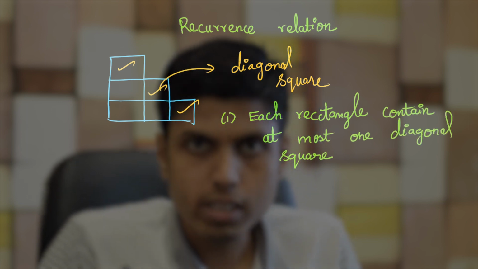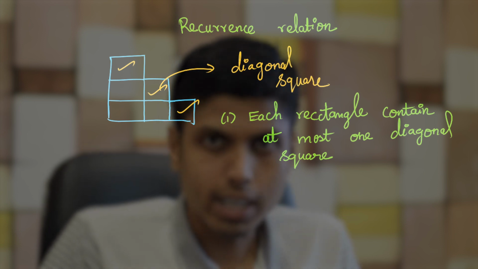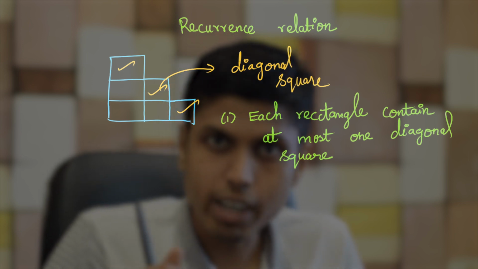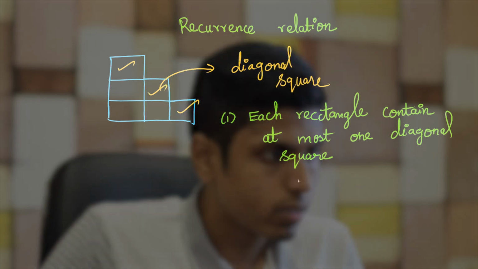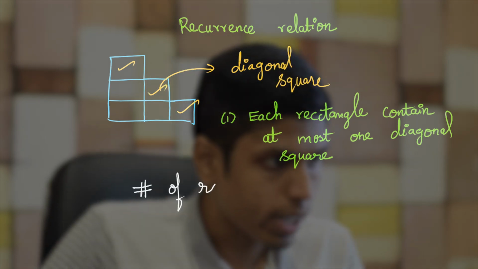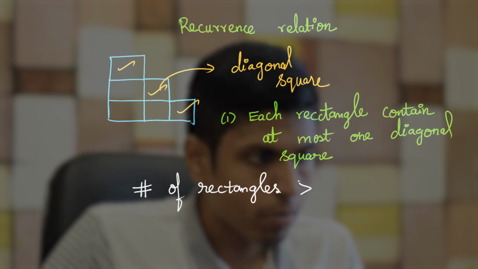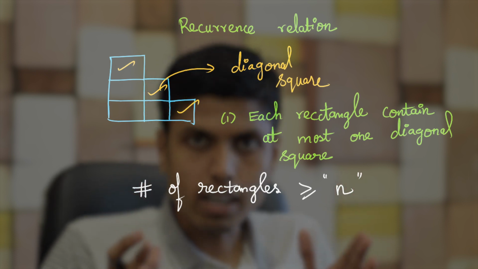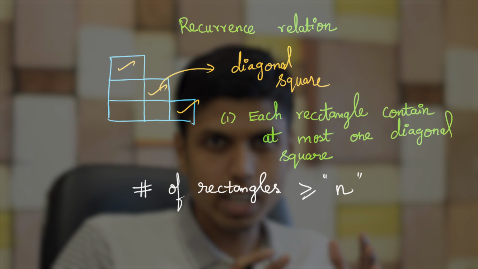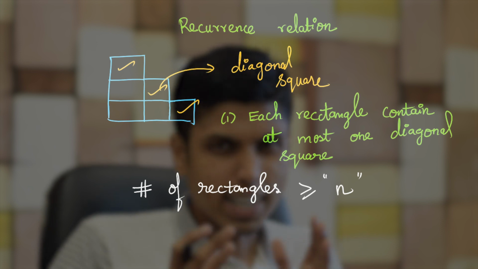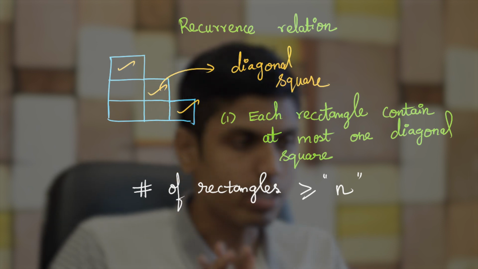Now this means that there are at least n rectangles in our entire subdivision because there are n diagonal squares. So the number of rectangles in the division must be greater than or equal to n, because remember, the entire ladder should be subdivided into rectangles, and since each rectangle contains at most 1 diagonal square, there are at least n rectangles in the subdivision.